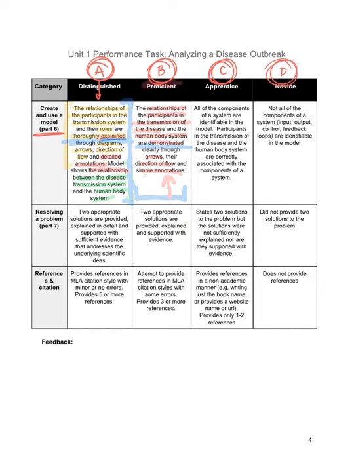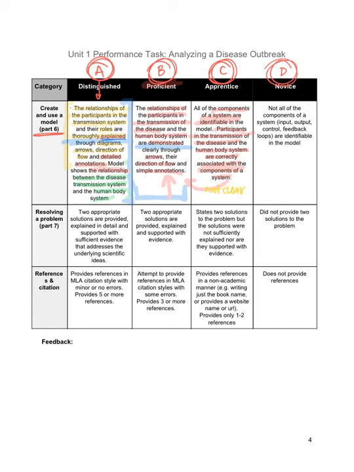Now, apprentice, how will you get docked then to get a C? The components of the system are identifiable, such as inputs, outputs, etc. However, the participants of the transmission of the disease and the human body system are associated with the components of the system, but I'm missing clear demonstration of how they are related. Okay, so you can just kind of show how they're vaguely related, but it's not clear.